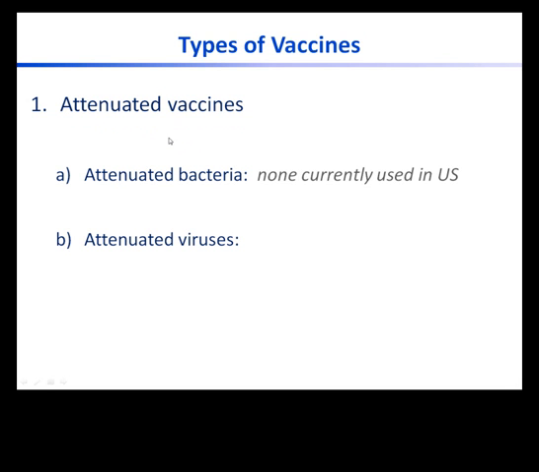Attenuated vaccines consist of live bacteria or viruses. However, these pathogens are less virulent than the ones that cause disease. Attenuated refers to the lessened virulence.